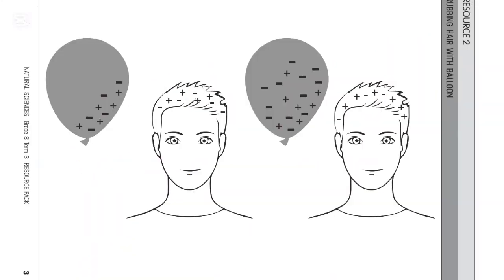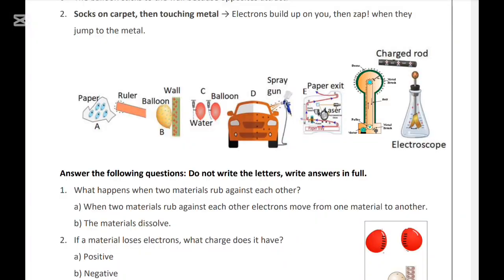Let's look at these pictures. Look at the picture. Look at a paper. You got the ruler, you got the balloon, you got the wall, water, balloon, spray gun. Oh, I see what is happening. This picture is explaining static electricity, electrostatics. So look, there is electrostatics going on between a paper and a ruler, and between a balloon and a ruler.